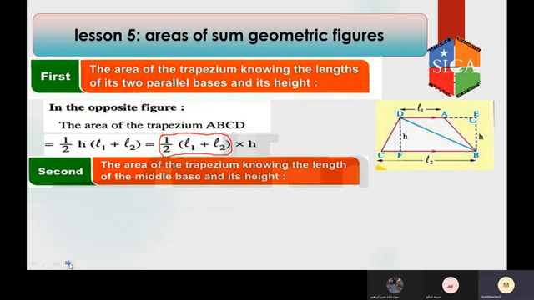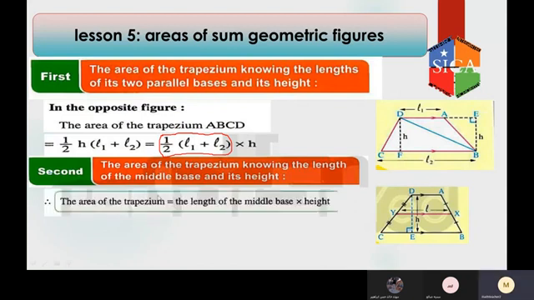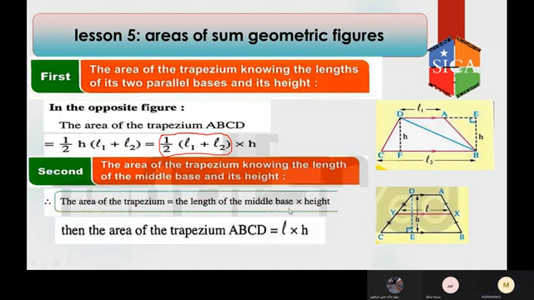Finding the area of the trapezium, knowing the length of the middle base and its height, it's the same. We'll substitute half L1 plus L2 by the middle base times the height. Then the area of the trapezium equals the middle base, which is called L, times the height, which is called H. The area of the trapezium ABCD equals the length of XY times the height DE, or L times H, the middle base times height.